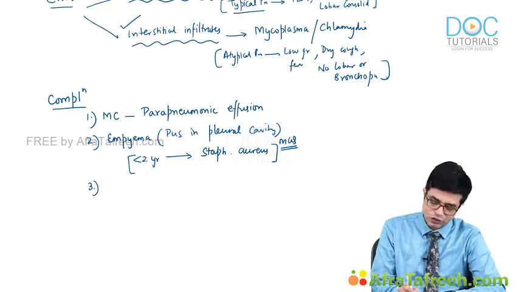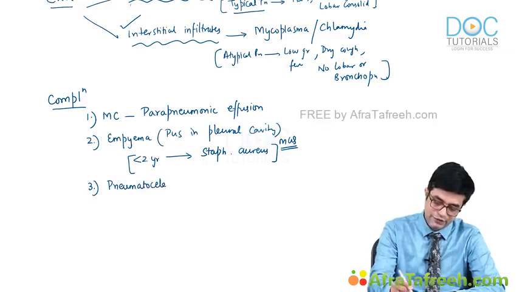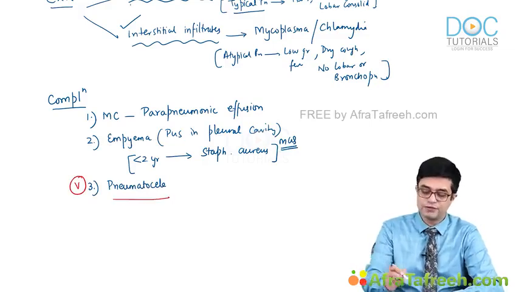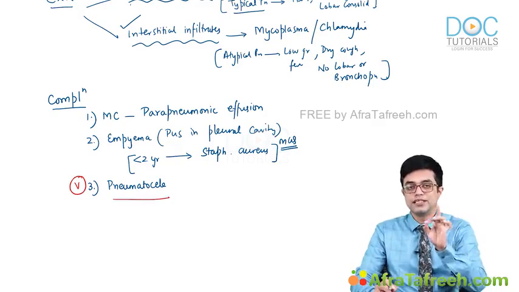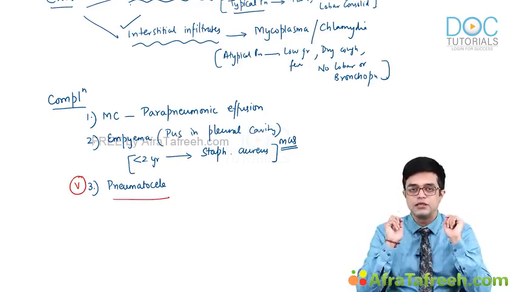Third thing is pneumatocele formation. Pneumatocele is an important thing on which already in AIIMS entrance exam, a visual question has been asked. What is pneumatocele? Pneumato means air, cele means cyst or cavity. An air-filled cystic cavity forms in the lung parenchyma.